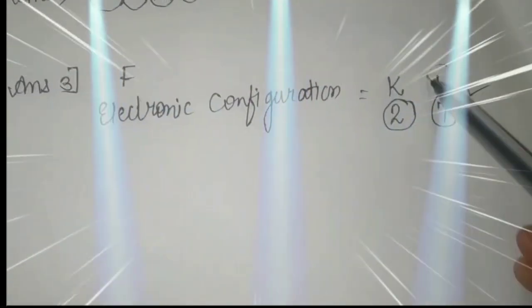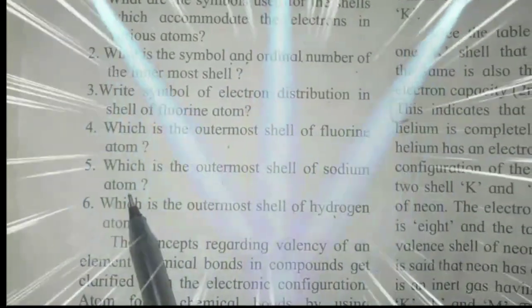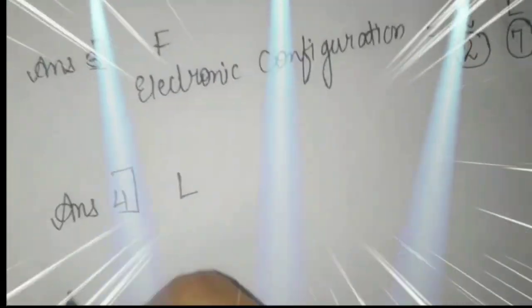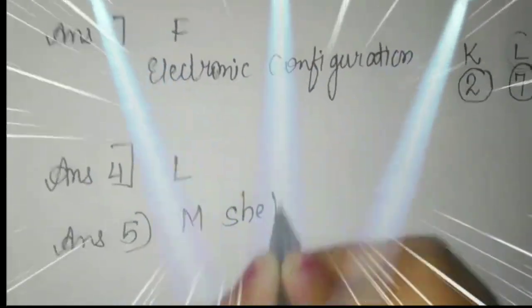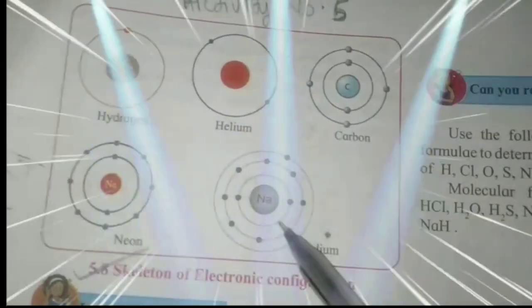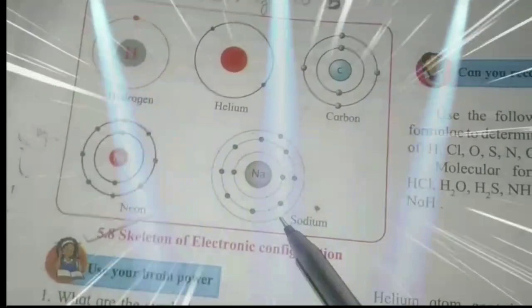Which is the outer shell of fluorine atom? So you know L is the outermost shell. We will write answer number 4, L. Next question. Which is the outermost shell of sodium atom? Answer is M shell. If you want to check the answer, I will show you the diagram. See students, sodium, the innermost shell is K, second is L, and the last one is M. So here the answer is M.